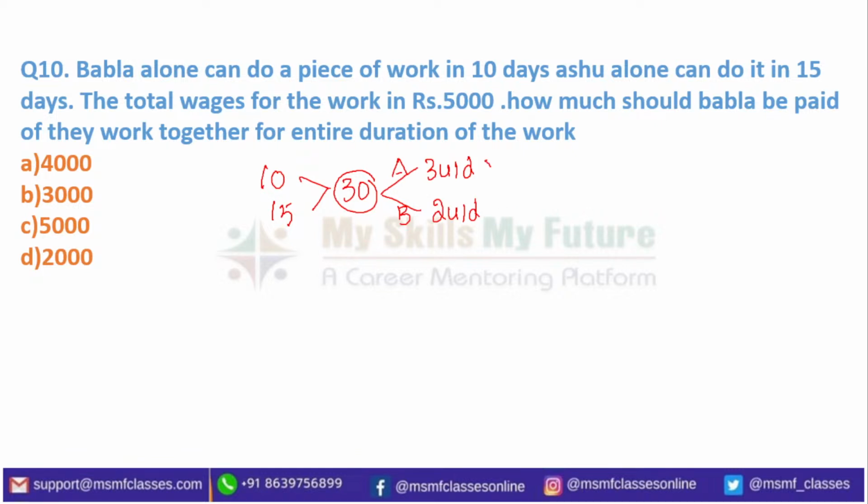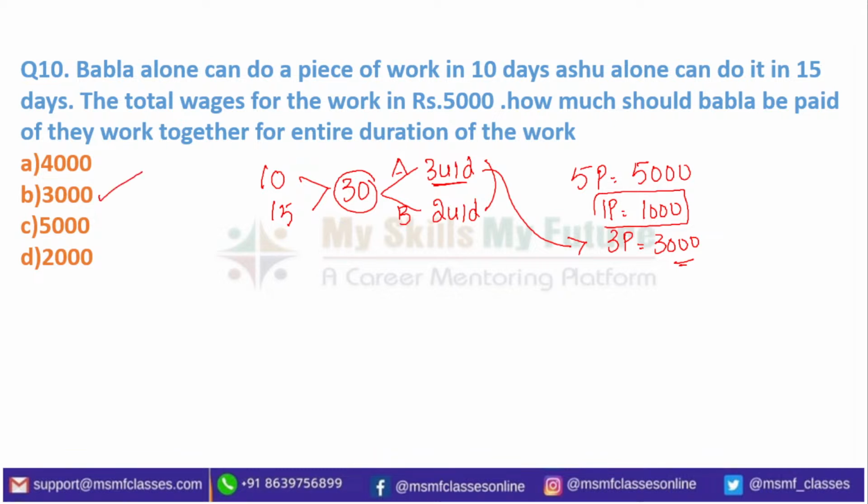Efficiency 3 plus 2 is 5 parts. 5 parts equal the total amount of 5,000 rupees, so 1 part equals 1,000 rupees. For the first person, Babla, the efficiency is 3 units per day, so we want 3 parts. For 1 part 1,000 rupees, for 3 parts it is 3,000 rupees. Babla gets 3,000 rupees as wage for his work. 3,000 represents option B, which is the correct answer.